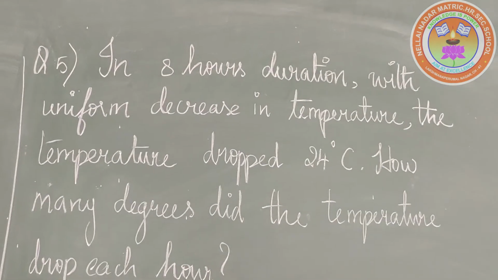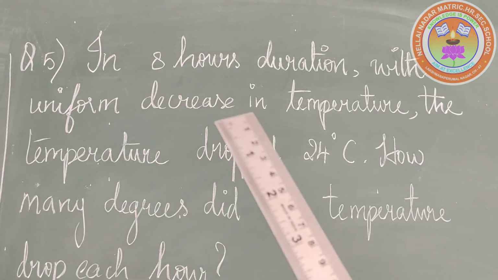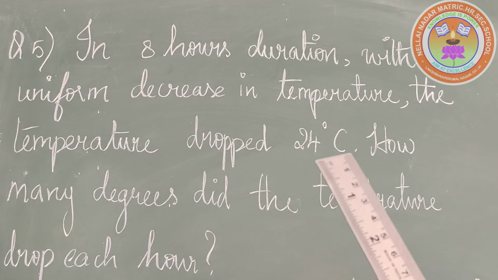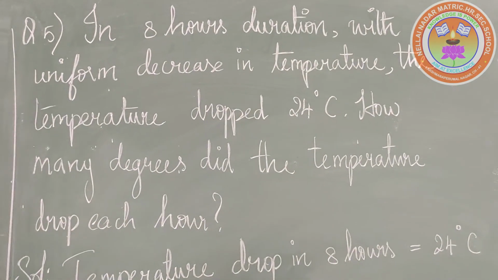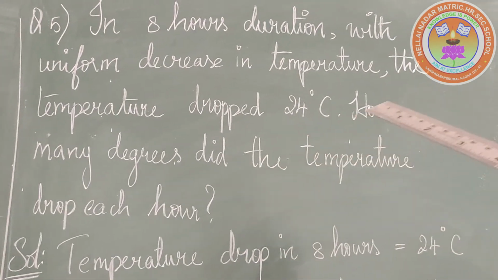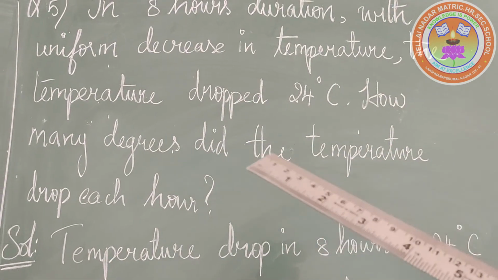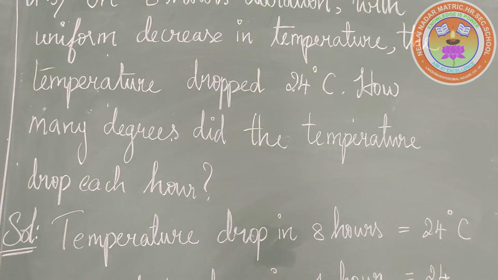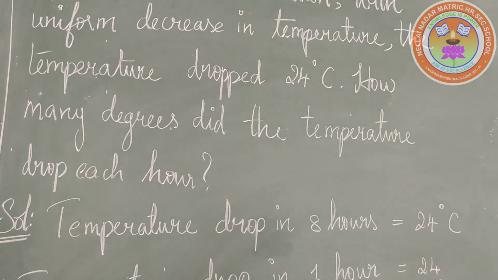Okay. Yes, the last sum for this session. In 8 hours duration with uniform decrease in temperature, the temperature dropped 24 degrees centigrade. So 8-hour duration is there with uniform decrease, that is, the decrease is not random, it is uniform in temperature. The temperature dropped 24 degrees centigrade. How many degrees did the temperature drop each hour? So I have to find for each 1 hour, how much temperature is dropped.